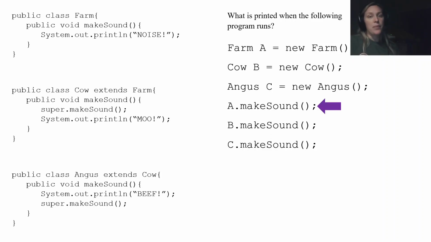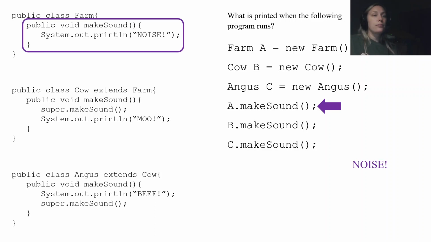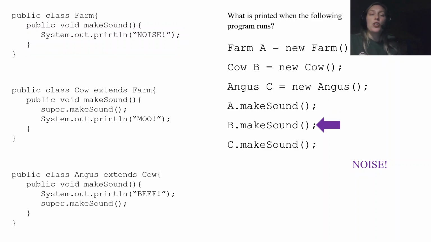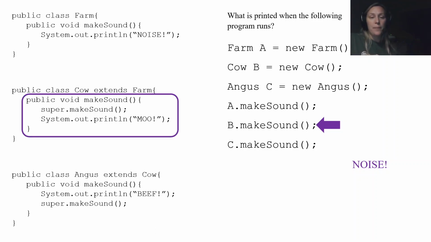A.makeSound. A is a Farm, so I'm just going to make noise. That's all that gets printed. Then B.makeSound. B is a Cow, so I'm going to go to the Cow class and run the makeSound method in Cow. Now, I have a call to super.makeSound, so that happens first. I pause, go up to my super's makeSound and run that. It prints noise, and then I come back and print moo. So noise gets printed because that super call is first, and then I print moo.